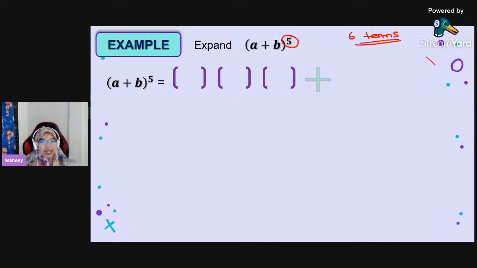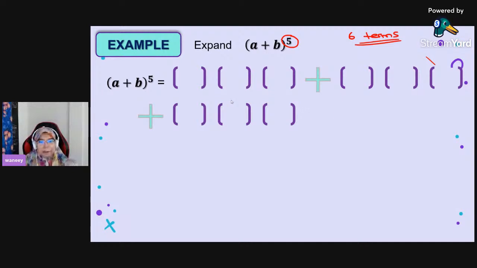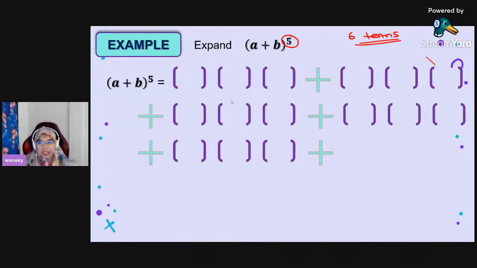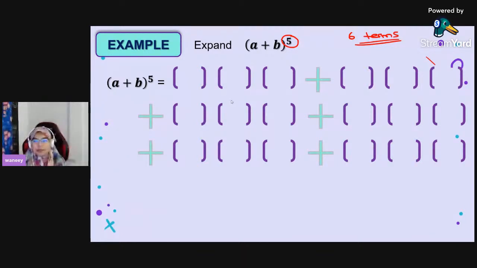Plus with my second term, another 3 brackets, plus with the third term, plus with the fourth term, plus with the fifth term, plus with the sixth term. So make sure you leave some space for the 6 terms. So do all these brackets. And then once you are done, please write down done. And then we are going to continue.